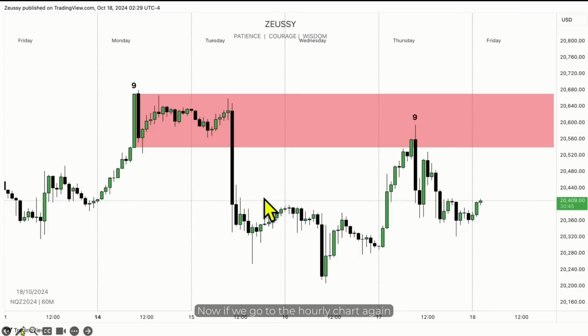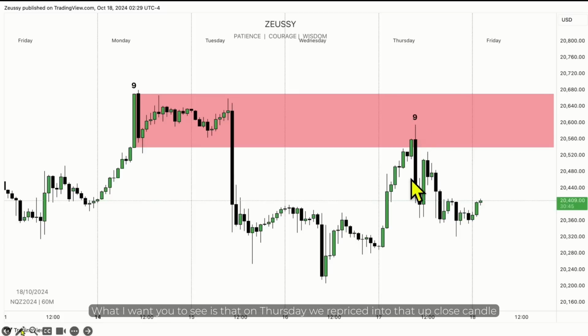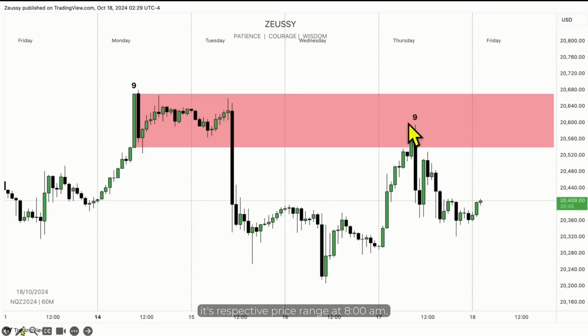Now, if we go to the hourly chart again, I have annotated this upclose candle, which formed on Monday at 9 AM. What I want you to see is that on Thursday, we repriced into that upclose candle with respective price range at 8 AM. Notice, however, that we rejected it at exactly 9 AM. We open up the 9 AM candle on Thursday, and we run up higher initially, and then we distribute towards the downside. This right here is a key algorithmic signature.